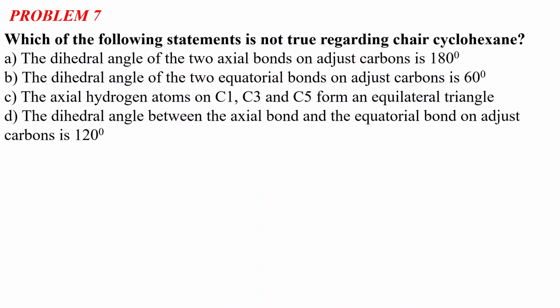In a previous question, I showed you the chair form of cyclohexane, how the axial bonds and the equatorial bonds look. So just recapitulate that and try to figure out which statement is not true. Anyway, I will show you the answer and I will also try to draw it. I think it is a little difficult to draw here, but still I will try and make you understand how the angles look.